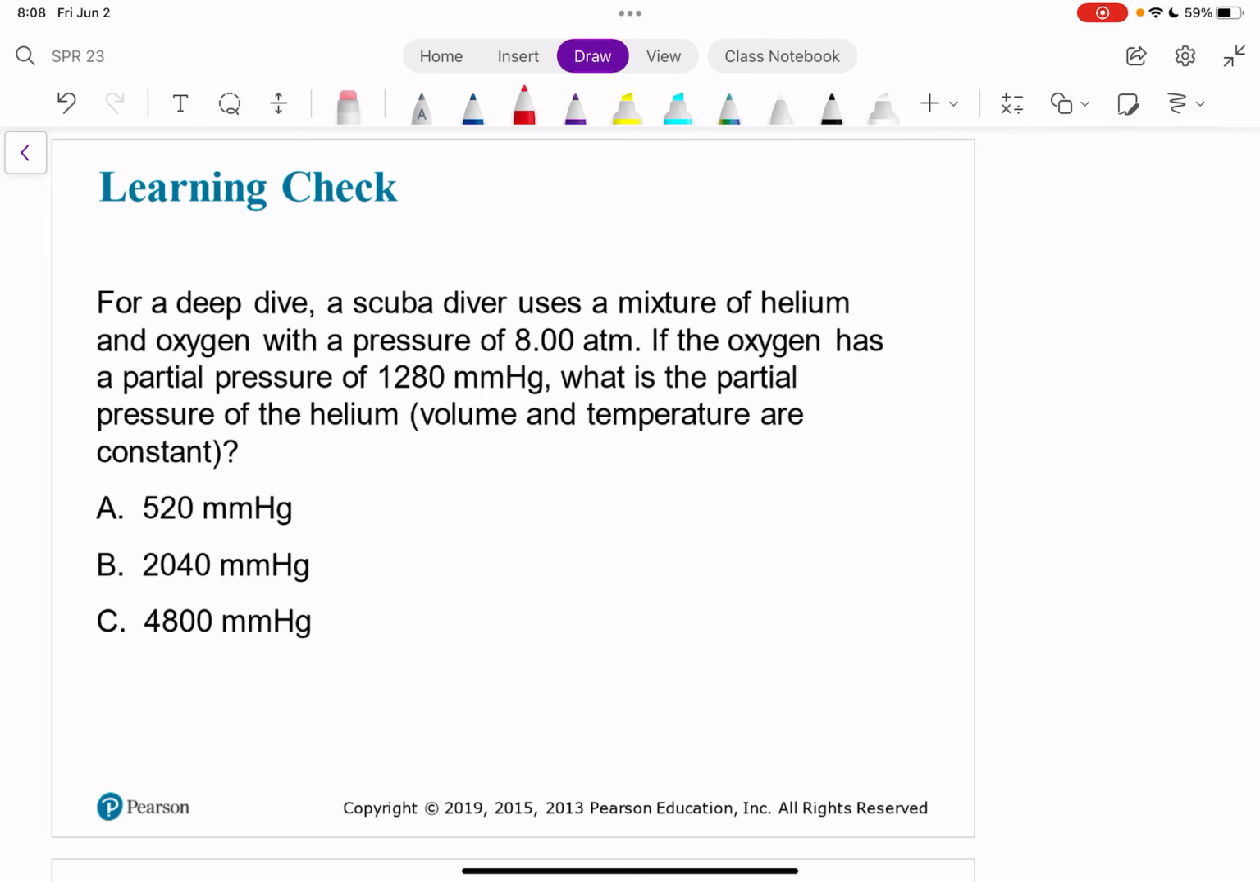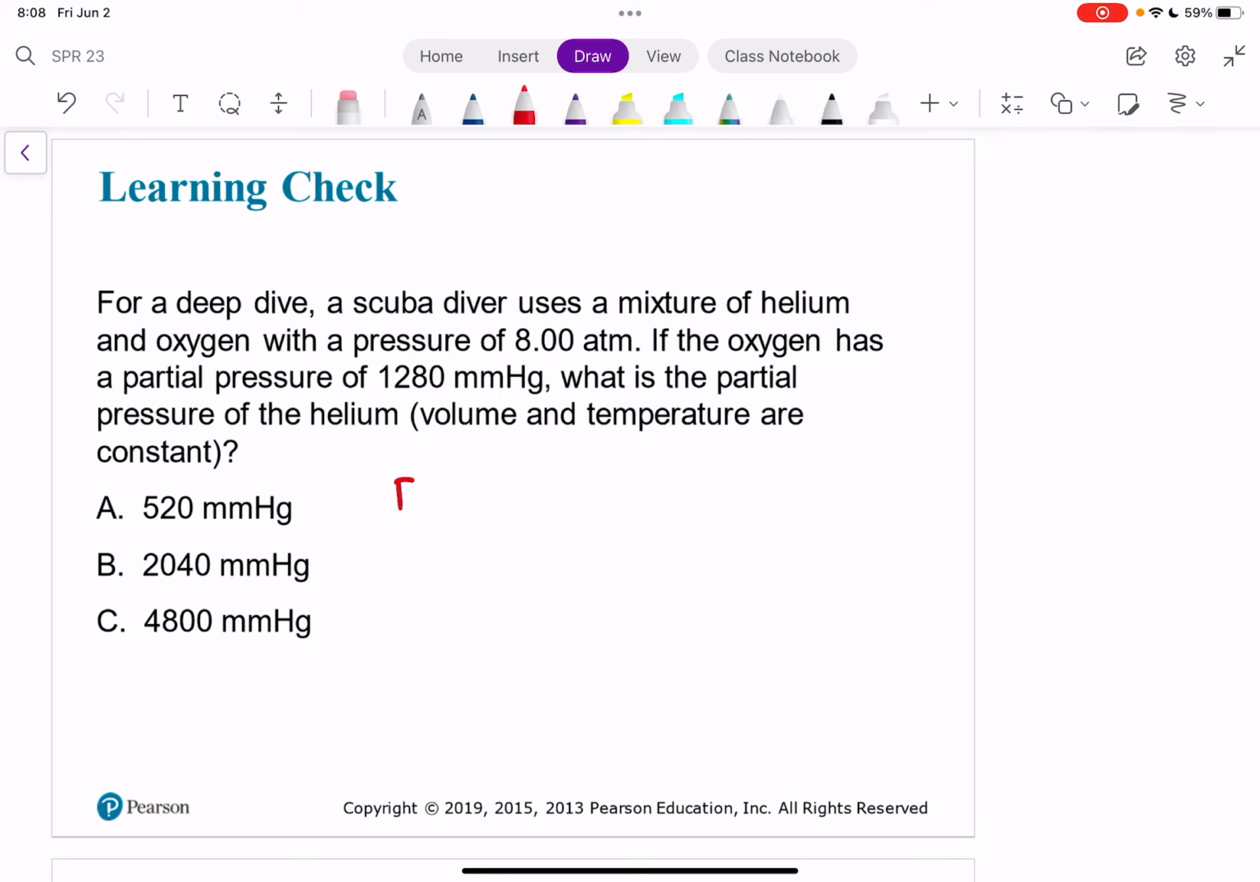We can do it. So this says for a deep dive, a scuba diver uses a mixture of helium and oxygen with a pressure of 8.00 atm. If the oxygen has a partial pressure of 1280 millimeters mercury, what's the partial pressure of the helium, assuming volume and temperature are constant? Looks like we have 3 options here, and they're all in millimeters mercury, so we'll go ahead and stick with that.